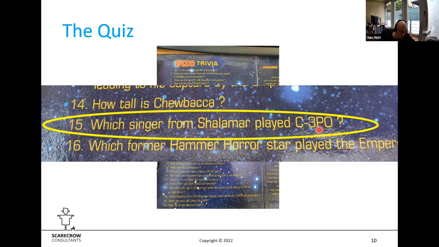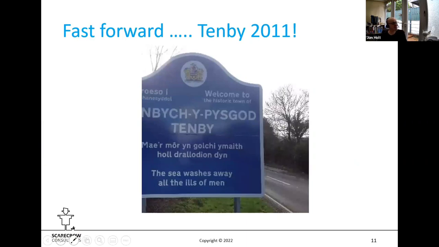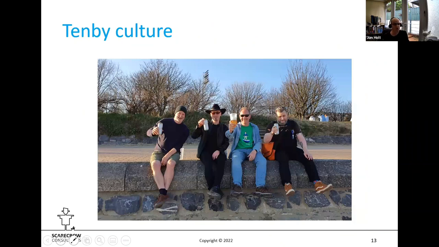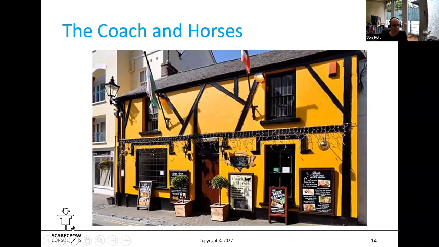So fast forward 15 years, and my friends and I were going to a place in Wales. I live in a country called Wales, and we were going to a place called Tenby. Tenby is known as the Las Vegas of Wales for various reasons. So my friends and I went for a weekend to enjoy the culture of Tenby. There we were, enjoying the culture of Tenby, sitting by the beach and enjoying the sunshine. And then after several hours, we went to a local hostelry, a place called the Coach and Horses. We were sat in this pub called the Coach and Horses, the oldest pub in Tenby.